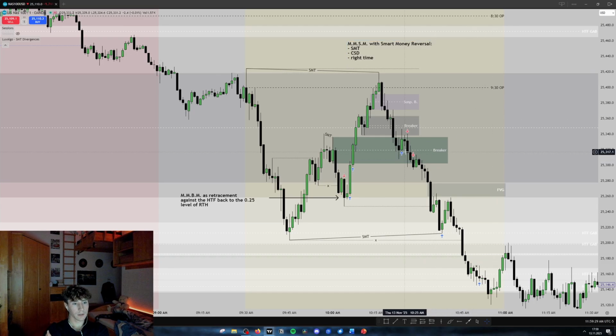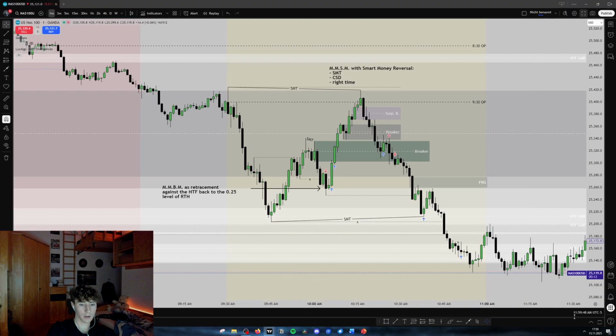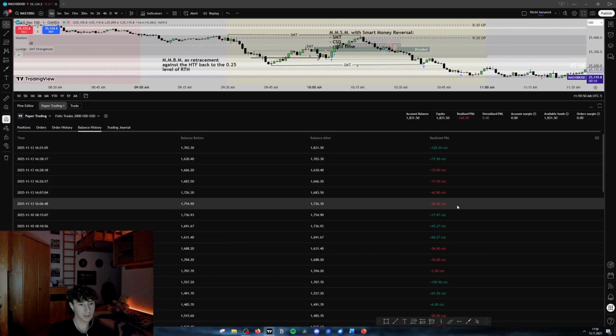I really like the short in here. I really like my targets, and right here we are also trading aligned with regular trading hours because we traded back to the upper quadrant. We can now continue with the trend. We traded aligned with the higher time frame because we are in a market maker sell model. And that's basically it. So I ended up in green.